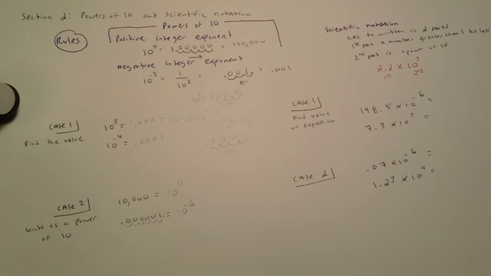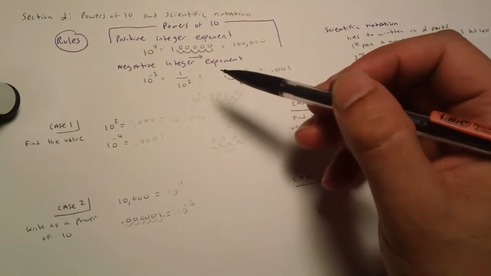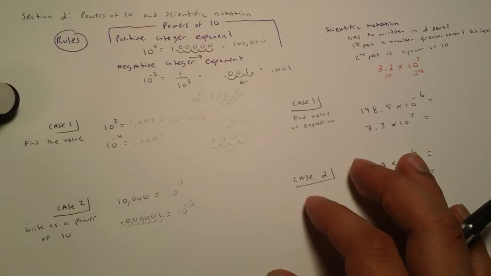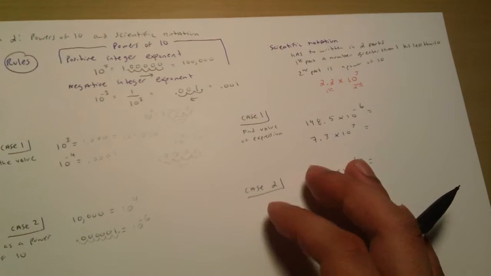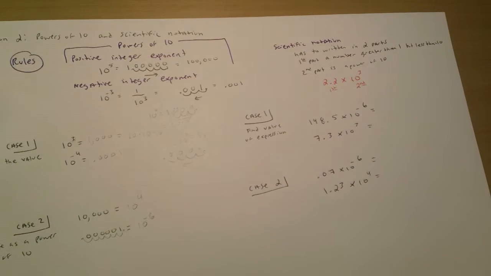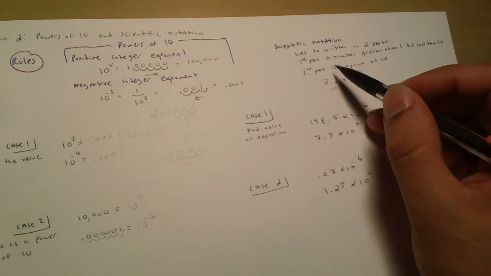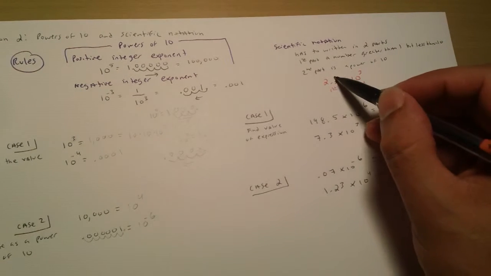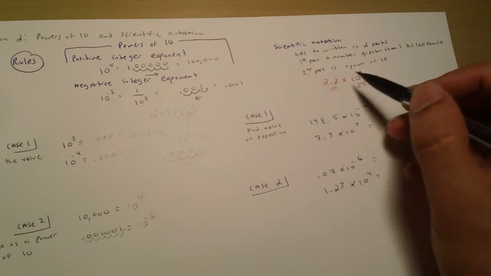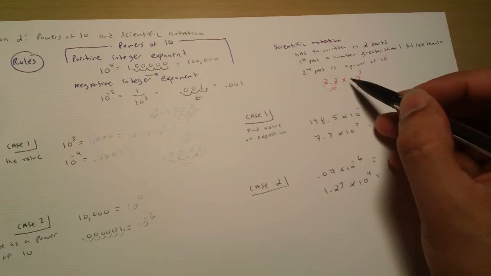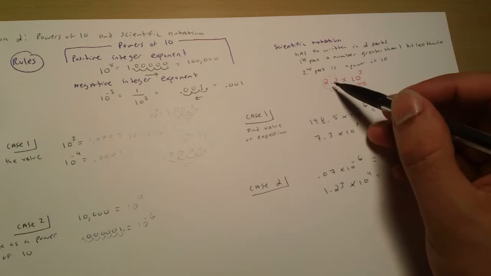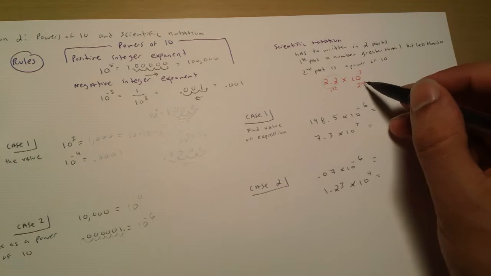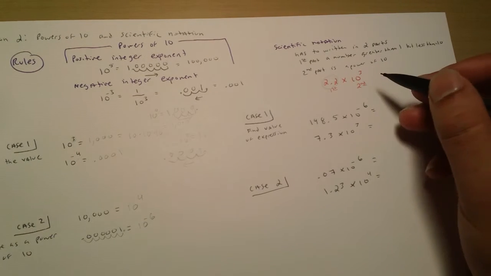So now, once you understand the powers of 10, then you should be able to figure out scientific notation. And in scientific notation, you only have 2 primary parts you have to deal with. Our example is 2.2 times 10 to the power of 3. You have to make sure the first number is greater than 1 but less than 10. And for the second part, you have to make sure it's a power of 10.